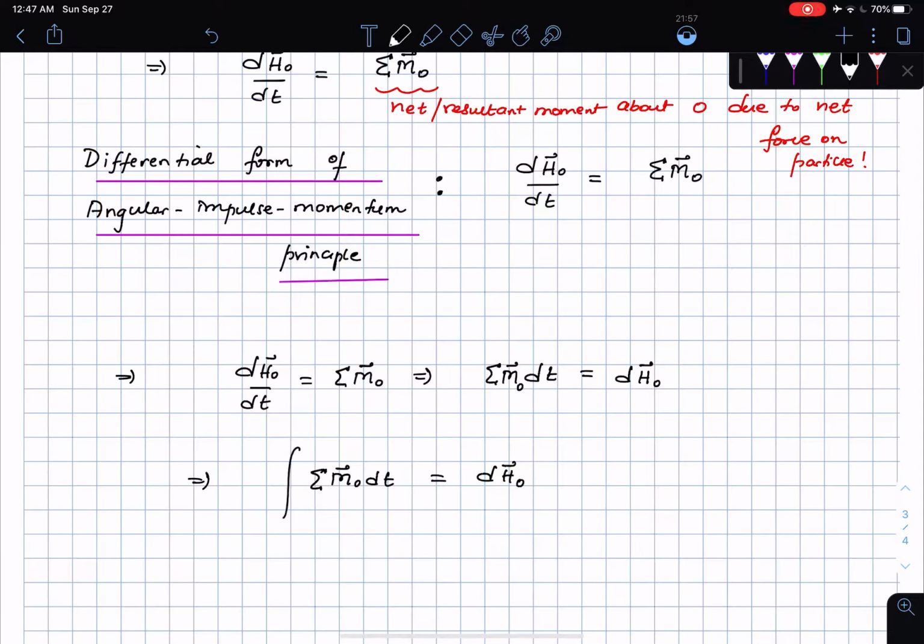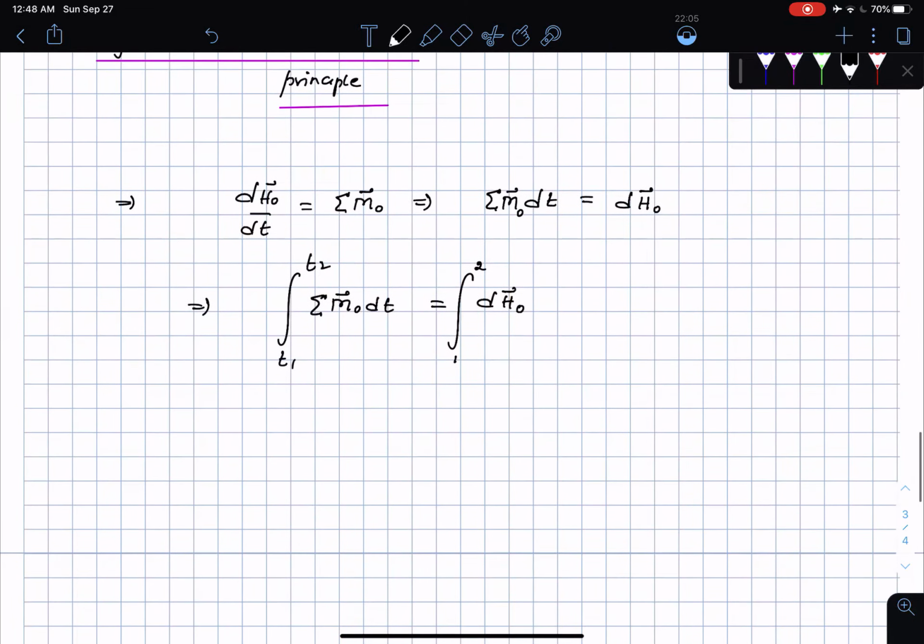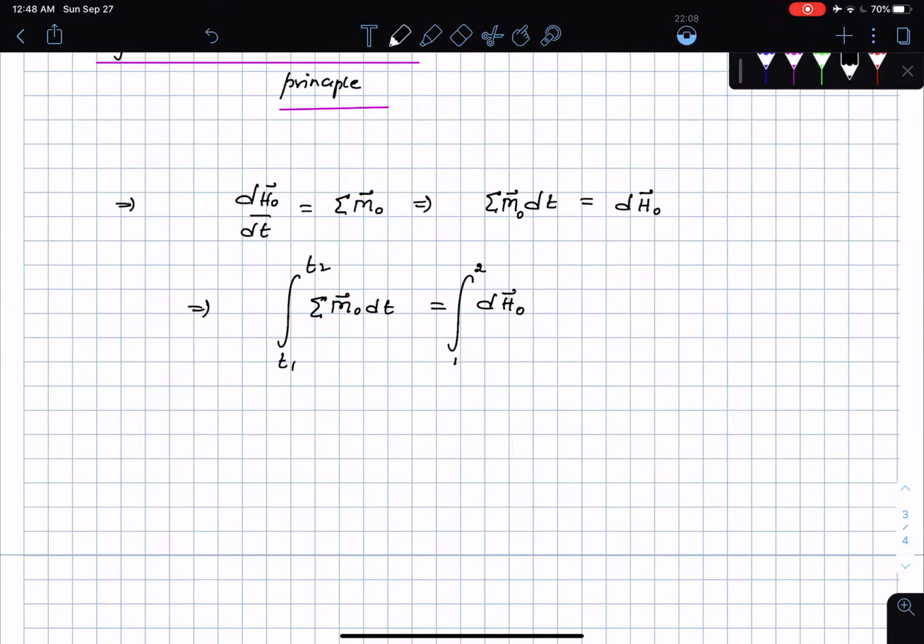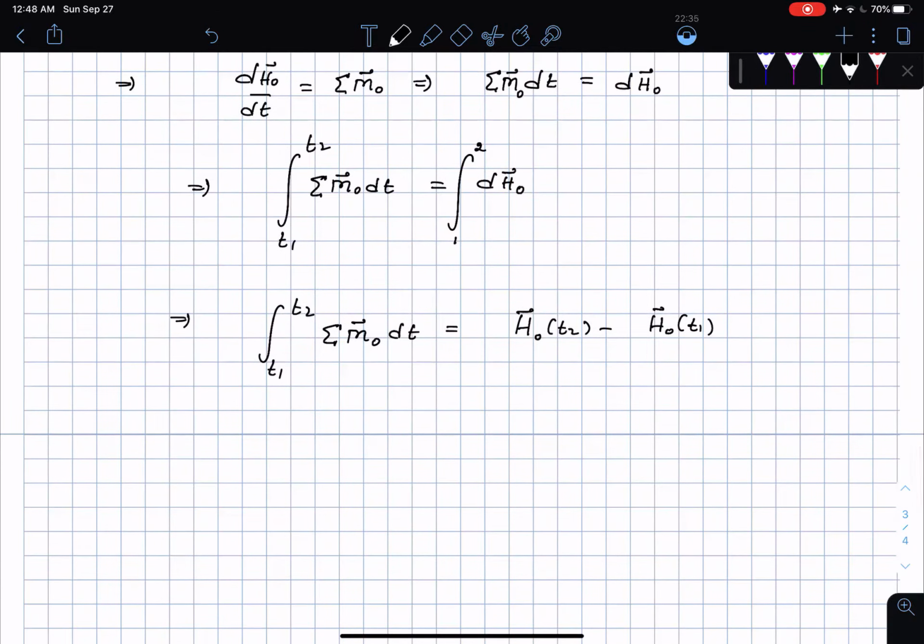And you know my next step, I'm going to integrate this from t1 to t2, which means I'm going to integrate this from time 1 to time 2, which is going to give me the angular momentum at time 1, and then the angular momentum at time 2. The difference between the two is what I'm going to end up getting. So integral t1 to t2 of summation M naught dt is equal to H naught at t2 minus H naught at t1. Okay, so that's something that you can easily see here. Or rather than write it as H naught, I'm just going to write it as r cross mv.